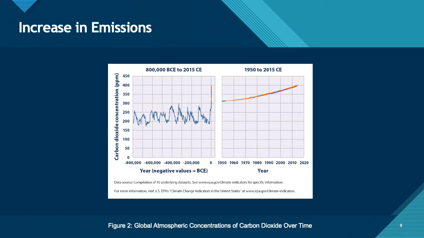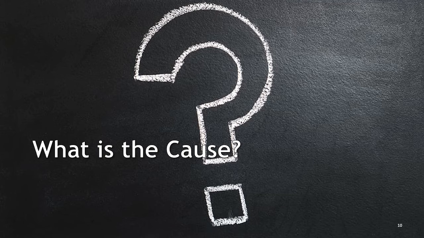Now if we look at the graph on the right and compare to the one on the left, it becomes evident that there has been an increase in the amount of CO2 in the atmosphere in the last century. But what is the cause? Why does this happen?